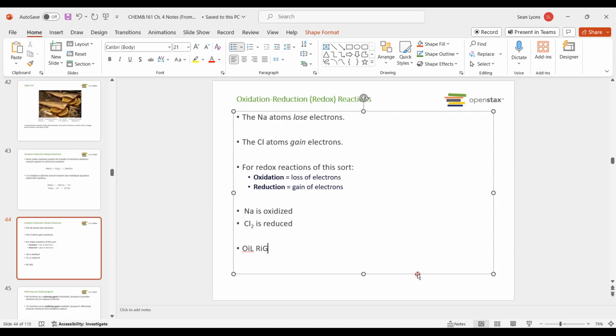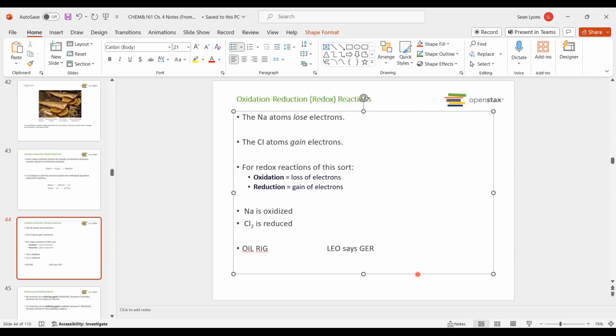And then the second piece stands for reduction is gain. So we're thinking about electrons because remember, those are what's involved in bonding. Those are what's involved in chemical reactions. So if we're losing an electron, like with oxidation, we're losing a negative piece, we're going to see the oxidized substance is going to become more positive. And then reduction, just the opposite. If we're gaining an electron, we're gaining a negative piece, we're going to become more negative.